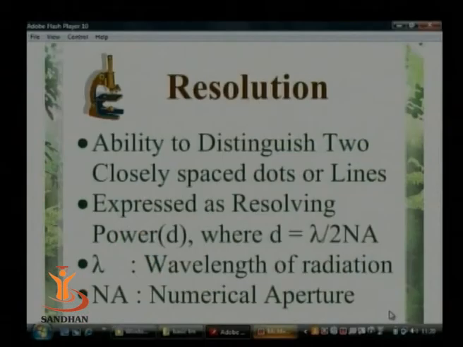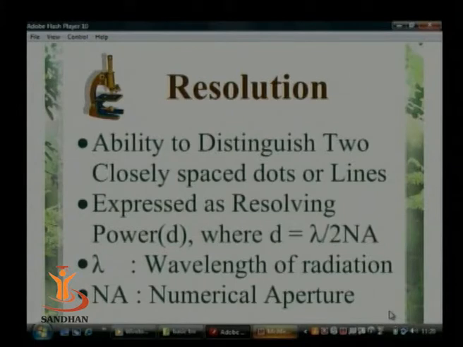Now the next slide will give you the details of resolution, how it is actually obtained using the compound light microscope, and that will be discussed by Piyush. So please take it over.